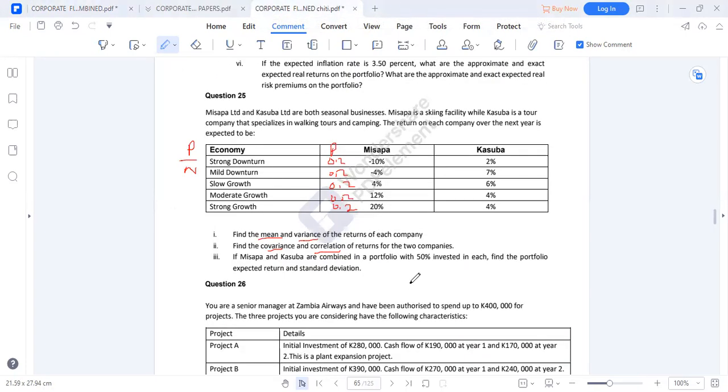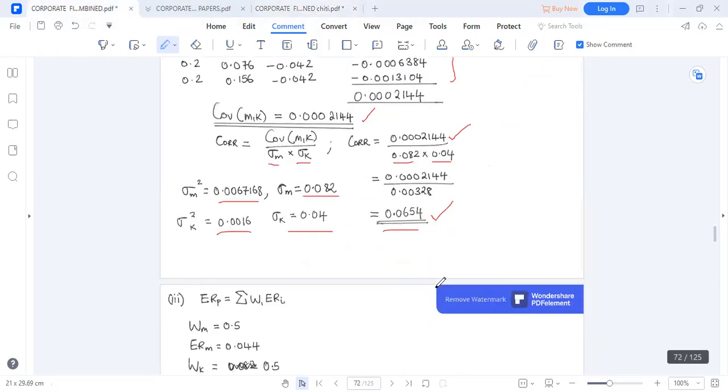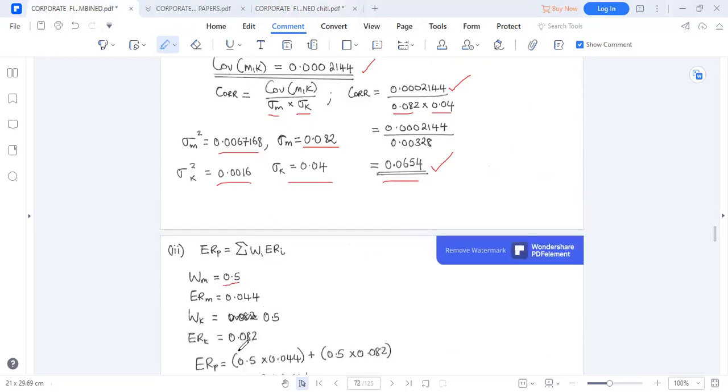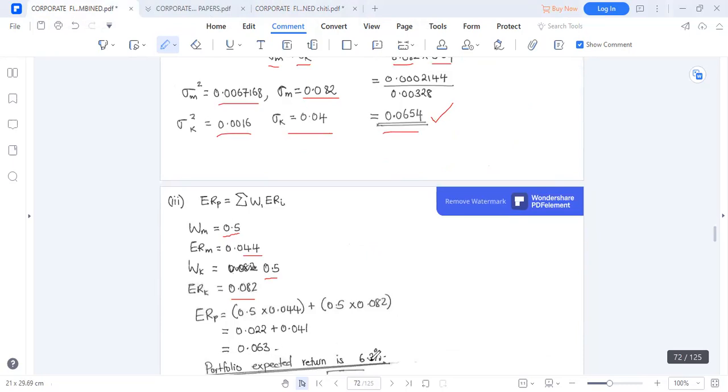So we have done part 1, part 2. This question was nice. Now suppose on a combined portfolio, we are given 50% invested in each. What is the portfolio expected return and standard deviation? All right, so this is what we do. Since we're given the weight, 50% in each, we just calculate 50% of the return for Masupa and 50% of the return for Kasuba, multiply and weight them. So we're going to get 0.063, which is 6.3%. That is our weighted portfolio expected return.